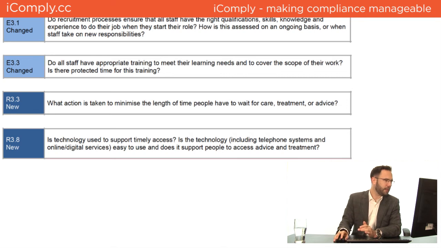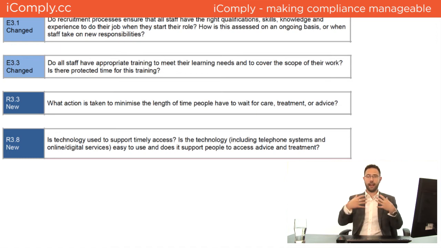So, is technology used to support timely access? Is the technology, including telephone systems and online digital services, easy to use, and does it support people to access advice and treatment? This is something that has cropped up on a few reports, so it's quite interesting to see it actually going into the key lines of inquiry now.